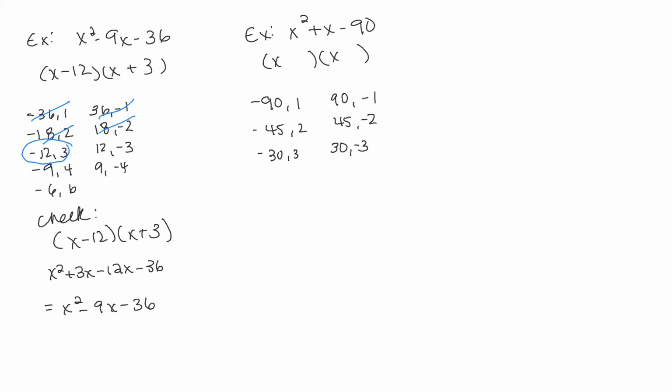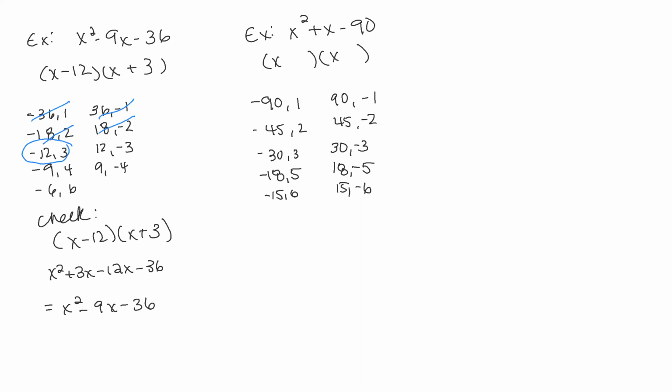Does 4 go into 90? If you don't know the factors right off the top of your head, just divide on a calculator. 90 is not divisible by 4. 90 is divisible by 5. We get negative 18 and 5, or 18 and negative 5. Is 90 divisible by 6? Yes, so I get negative 15 and 6, or 15 and negative 6.